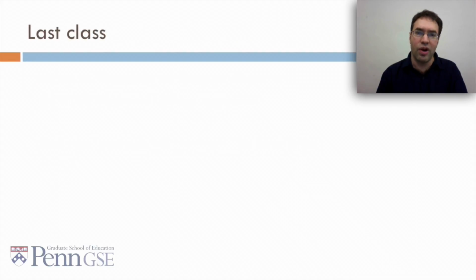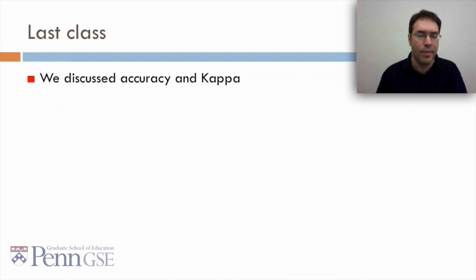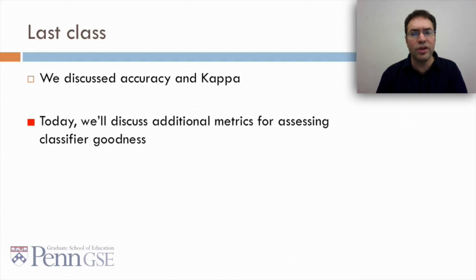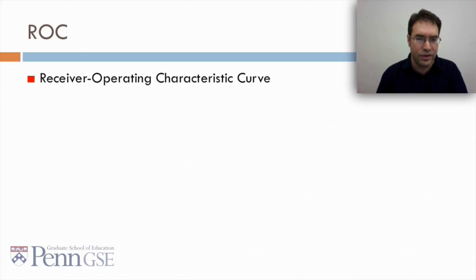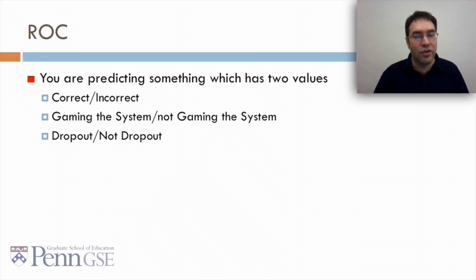Last class, as you may recall, we discussed accuracy and kappa. And today we're going to discuss additional metrics for assessing classifier goodness. The first is the receiver operator characteristic curve. With ROC curves, you're predicting something which has two values.